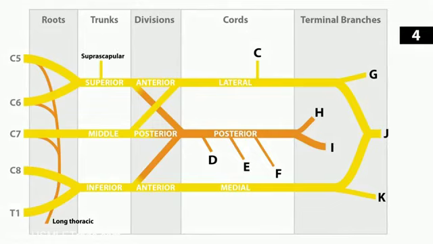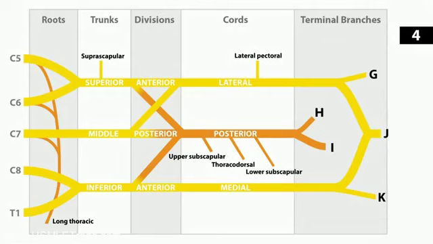Letter B is the suprascapular nerve, which is coming off of the superior trunk, and your suprascapular nerve innervates your infraspinatus and your supraspinatus. Letter C, coming off the lateral cord, is the lateral pectoral nerve, and this is going to innervate your pectoralis major. Letter D is your upper subscapular nerve, and that one's going to innervate your subscapularis. Letter E is your thoracodorsal nerve, and that's going to innervate your latissimus dorsi. So all of these are coming off of the posterior cord here. Letter F is the lower subscapular nerve, and that's going to be innervating your teres major.